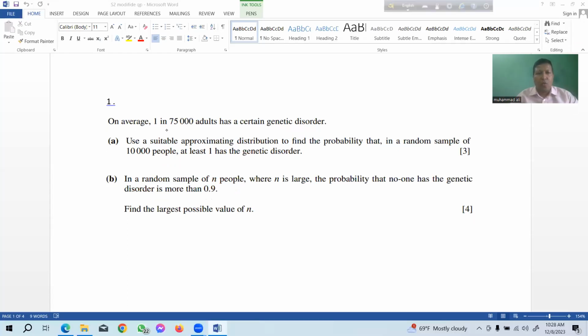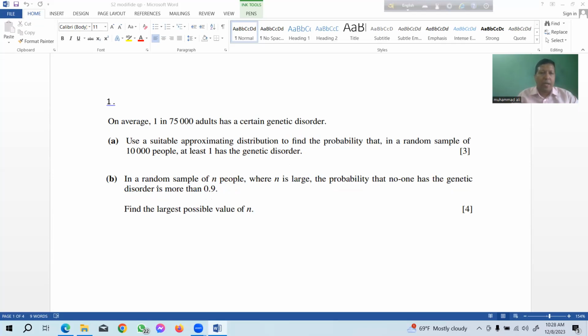On average, 1 in 75,000 adults has a certain genetic disorder. A. Use a suitable approximating distribution to find the probability that in a random sample of 10,000 people, at least one has the genetic disorder. So this is the first question.